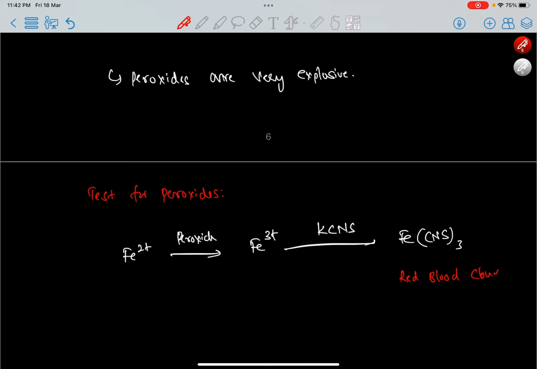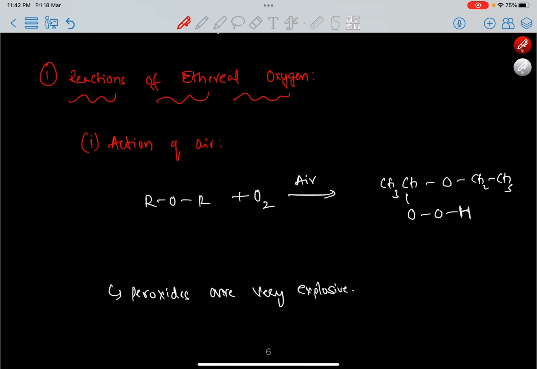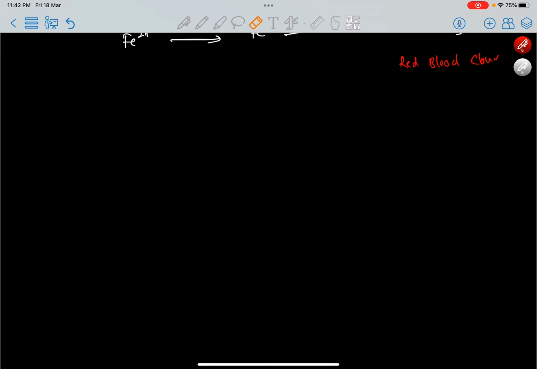So whenever we have doubt whether ether is exposed to air or not, we always go for the peroxide test. If there is peroxide, if the ether is exposed to air, then we'll have the blood red color formation. Okay, so this is the first reaction of ether which involves ethereal oxygen. So this is all about the first reaction. Now let us talk about the second reaction. What is it?